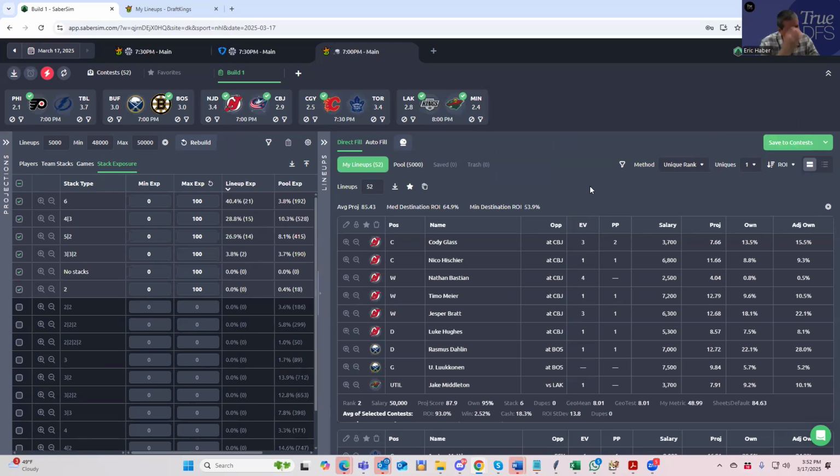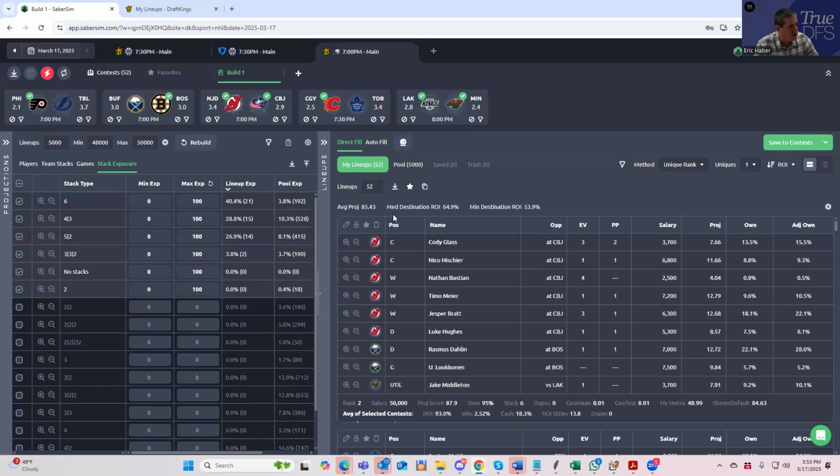The only other thing you consider doing is messing with this min uniques to get yourself a little bit of diversity. The way you can do that is you could go more min uniques than one, but when you do that, you have to keep track of what that decision is doing to your overall portfolio. So right now you have an average projection of 85.